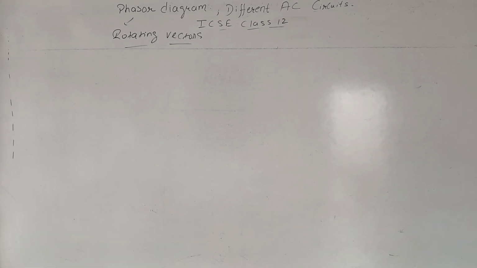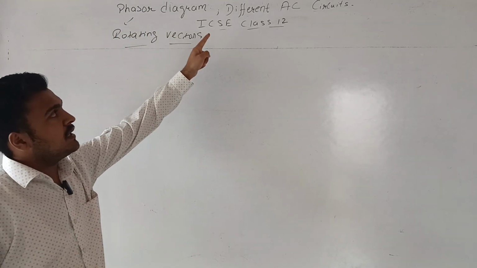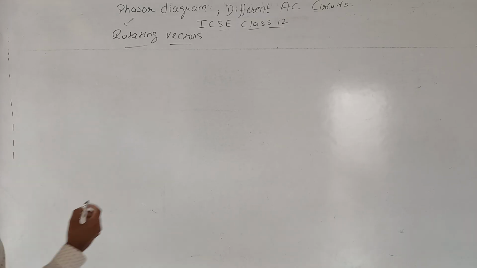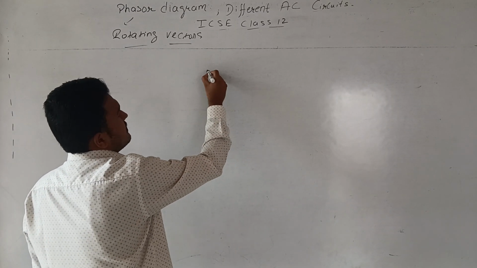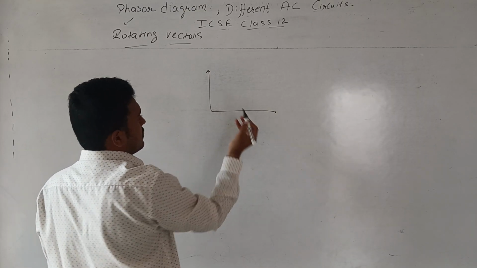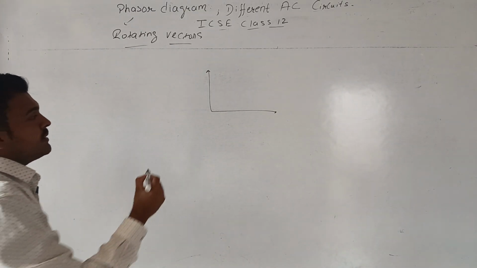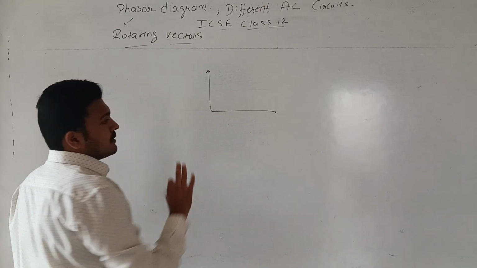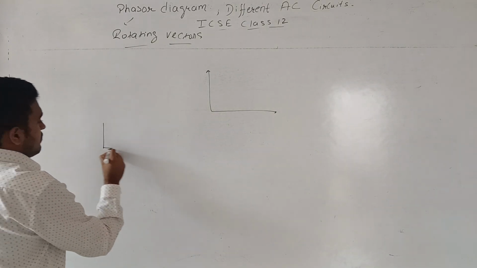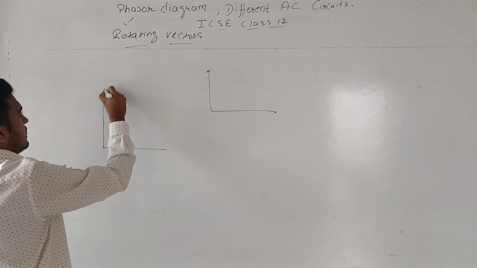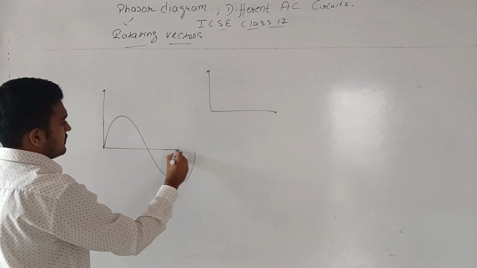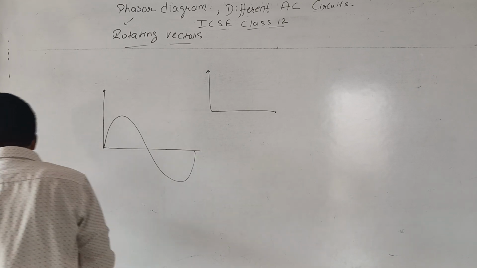So good morning everyone. Our next topic is phasor diagrams and different AC circuits. So what are phasor diagrams? Phasors are the rotating vectors. These are the rotating vectors which tell us about the angle between the potential difference, the alternating potential, and the alternating current. Because we know that in an AC circuit, the potential as well as the current are varying.